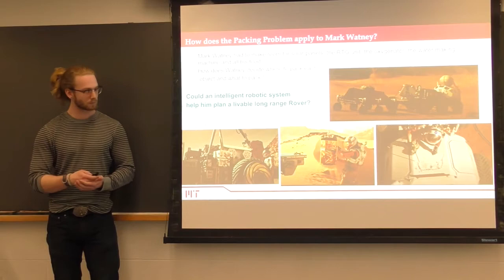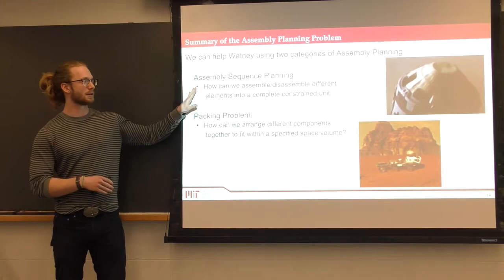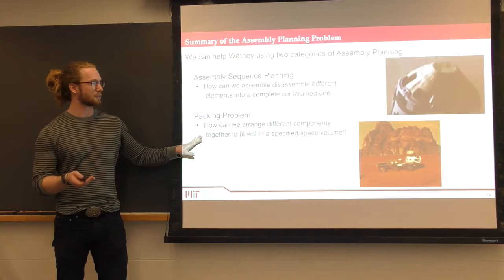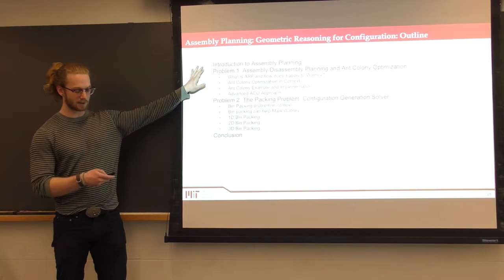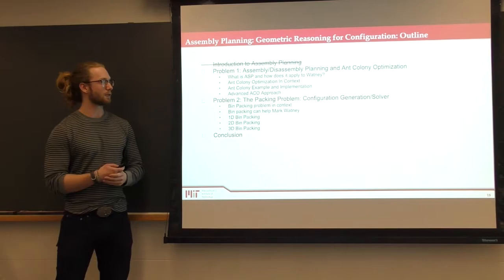So just to recap really quickly, the two big problems we're going to be talking about are assembly sequence planning, which is developing a plan step by step of how to assemble or disassemble an object, and the packing problem, which is how to pack all the objects into a space. So this is our outline. We started with the assembly planning introduction. We're done with that. So first we're going to go into the ASP problem and the algorithm we decided to study in depth, which is ant colony optimization. And then we're going to be talking about the bin packing problem and the levels of complexity there and some solutions to that problem.